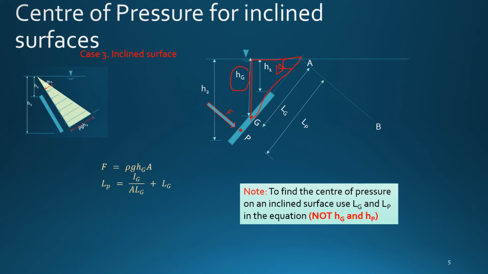And then you can calculate LP, the inclined distance to the center of pressure, which is Ig divided by A LG, plus LG. And once you know the LP value, then you can calculate HP if you need. HP is the distance from the water surface to the center of pressure, and from this triangle you can calculate HP if required, once you know this LP.